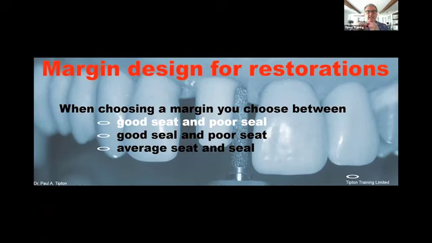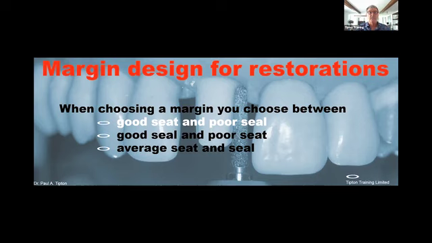Okay, let's ask another question. When is it difficult to seat a restoration? You're going to cement a restoration down. When is it difficult to seat that restoration? Let's look at some examples. Number one, it may be a fixed bridge. Not fixed movable, but a fixed bridge, where you're pushing down one end, you're pushing down the other, you're trying to seat it. It's not easy.